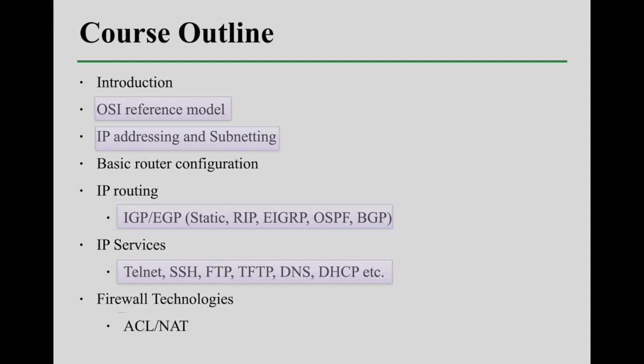CCNA also covers some network security related topics like access control lists and network address translation. When we talk about network security, the data traffic crossing a network boundary should be checked and given a treatment with permit or deny. We will explore more about this in the firewall technologies section.